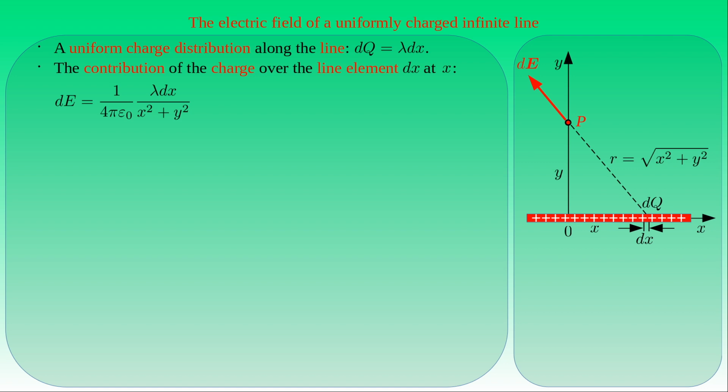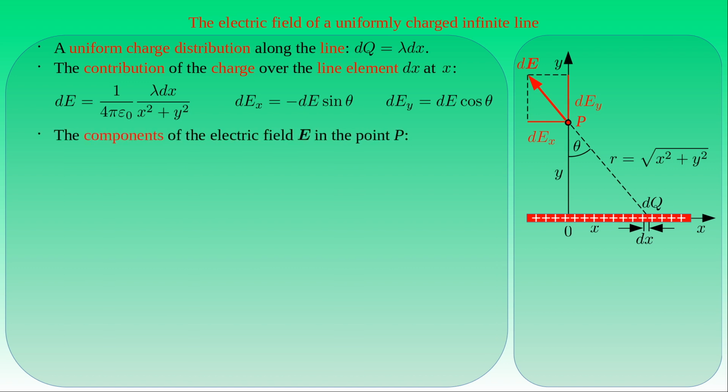The components of the vector dE in the Cartesian coordinate system can be seen in the figure. If theta is the angle measured between the y-axis and the direction of the line element dx seen from the point P, then the x component of the vector dE can be written as minus dE times sine theta, and its y component is equal to dE times cosine theta. In order to obtain the components of the electric field strength E, we need to integrate the contributions of the charge elements to the field along the line.